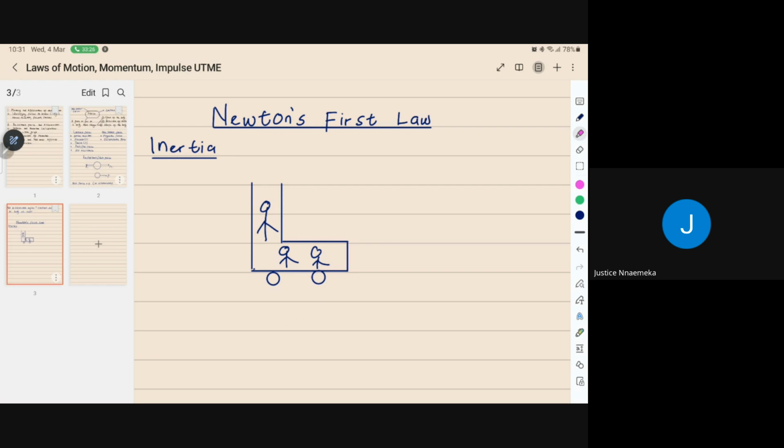So why are you jerking forward? Because the body wants to continue moving in that very direction, right? Even when there's a brake applied, you still want to keep going there. So inertia is the tendency of a body to either remain at rest or to keep continuing that very motion that it is going.